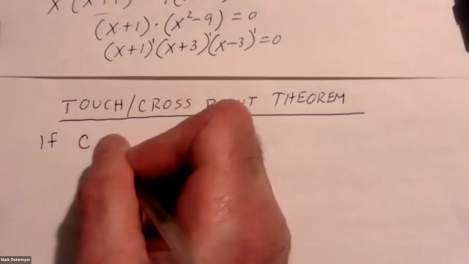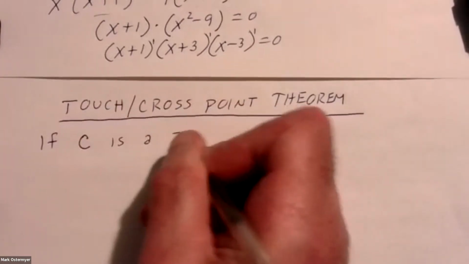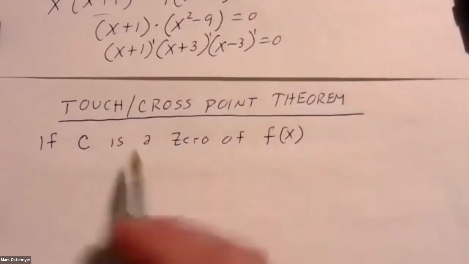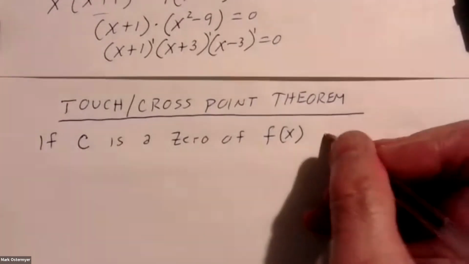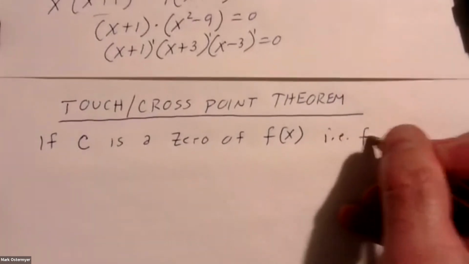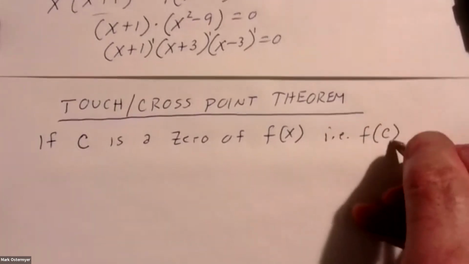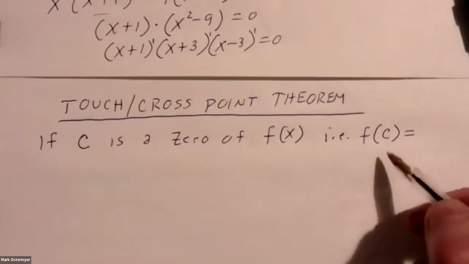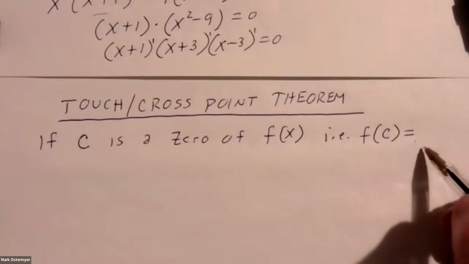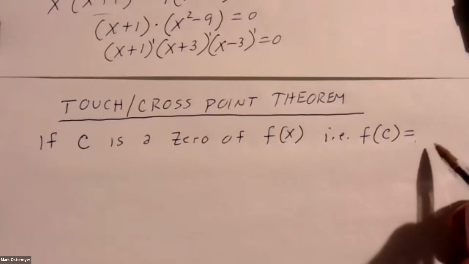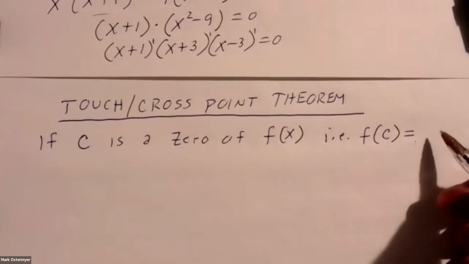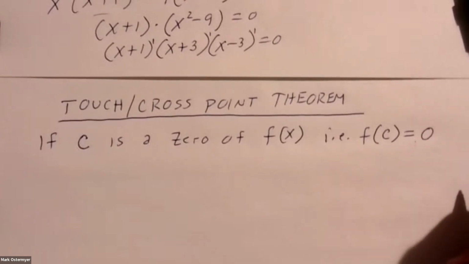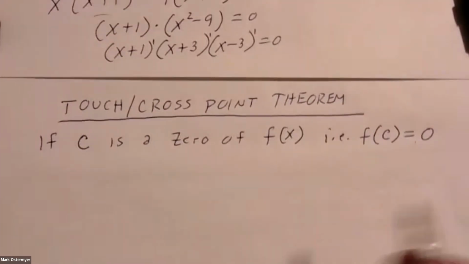If c, ladies and gentlemen, is a 0 of f of x, we'll assume that some real number c is a 0 of f of x. In other words, what does that mean then? That means that if I evaluate this polynomial function at c, I better get what? What do you think this has to give me if c is a 0? What must this be equal to? If c is a 0, then f of c must be equal to, you got it, 0. Has to be the case.